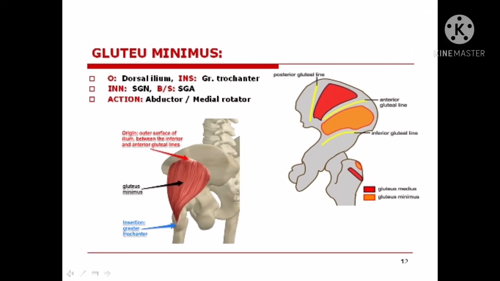The gluteus minimus arises from the posterior ilium in between the inferior and the anterior gluteal line, and it inserts upon the greater trochanter of the femoral upper end. The innervation, or the nerve supply, is from the superior gluteal nerve, and the blood supply is from the superior gluteal artery. Its action is abduction and medial rotation of the thigh.